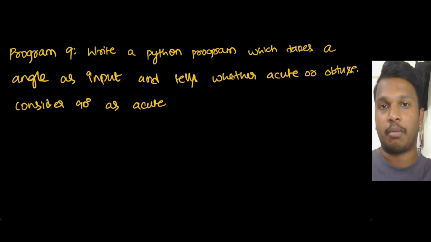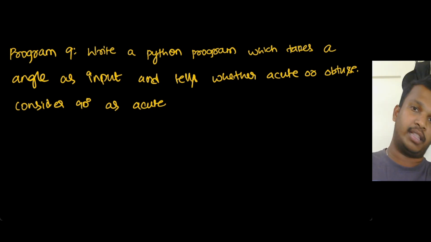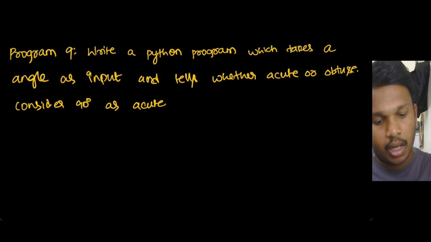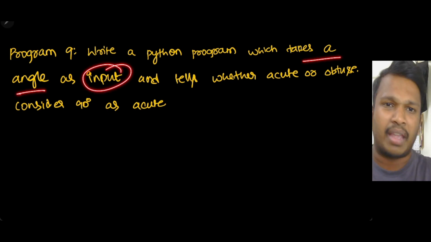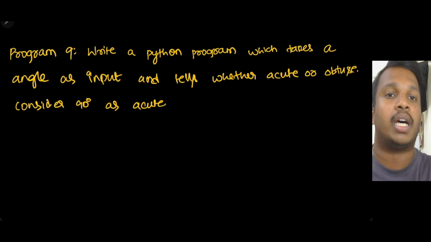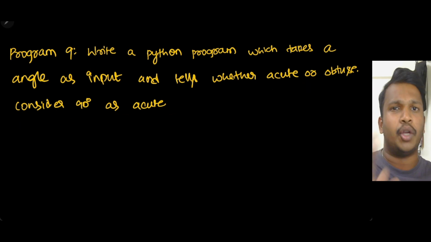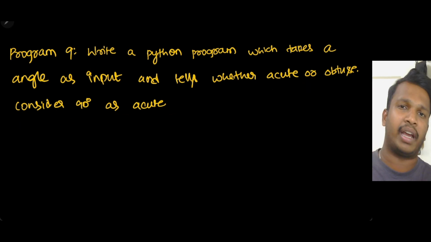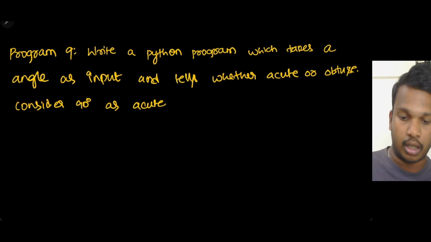As part of our Python programming language series, we are going to solve a new question. In this Python program, we need to write a program which takes an angle as input. Angle means 1 degree, 2 degree, you know all these things, and we need to tell whether the angle is acute or obtuse. I will tell you what is meant by acute angle and obtuse angle, and consider 90 degrees as acute. And they told this also.